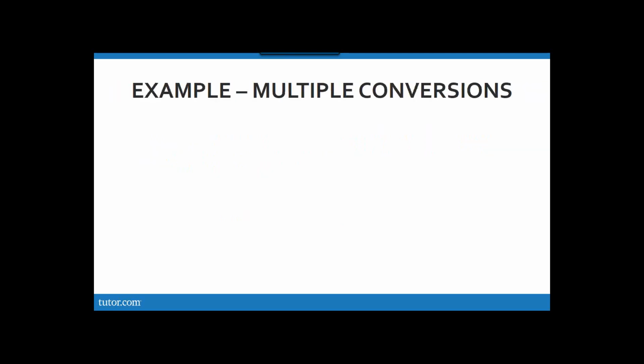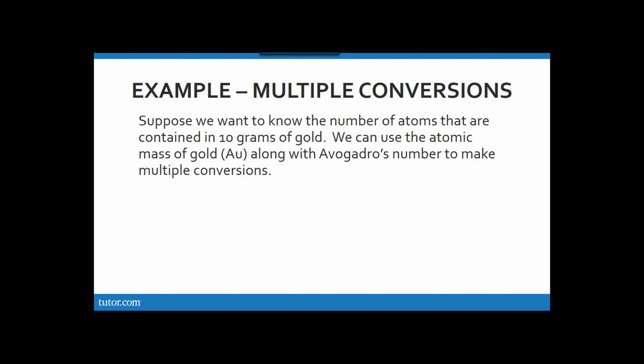Okay, here we go. This one will be another multiple conversion example. There may be times when chemistry students need to find the number of atoms that are contained in a compound. So as we look at this example, we want to find the number of atoms contained in a specific amount of a single element. Suppose we want to know the number of atoms that are contained in 10 grams of gold. We can use the atomic mass of gold, which has the symbol Au in the periodic table, along with Avogadro's number to make multiple conversions.